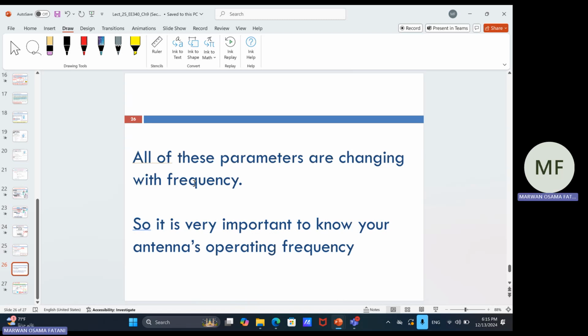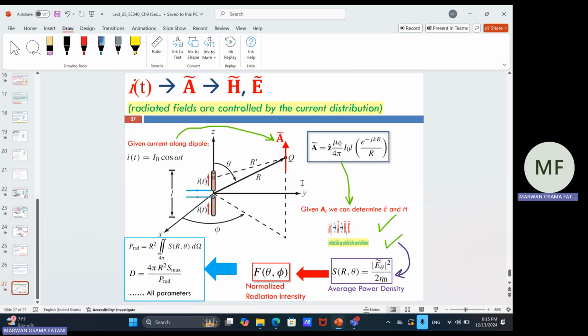And a very small note: these parameters are dependent on frequency, so it is important to know the operating frequency.